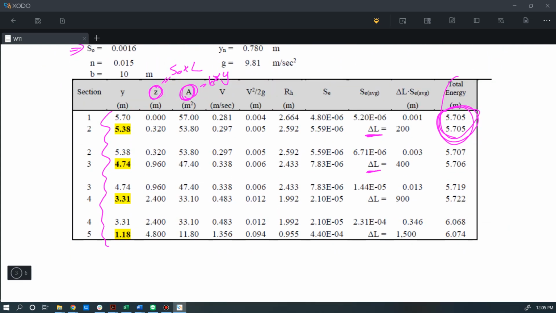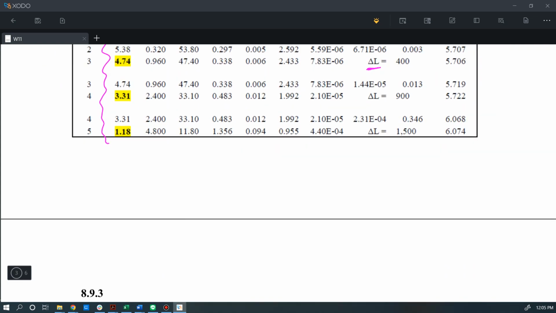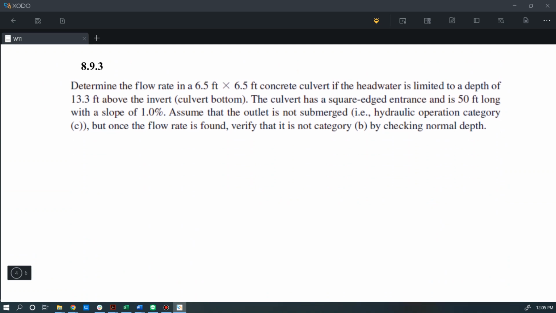Now, let's move on to the next problem. Problem 8.9.3. So in this problem, we want to determine the flow rate Q given this problem setting. That we have the square area of this concrete culvert, 6.5 feet times 6.5 feet.